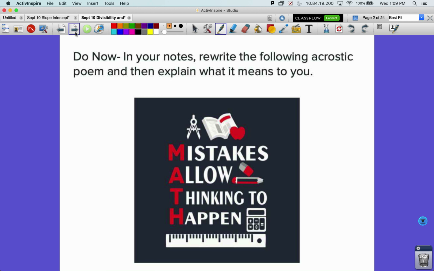All right, so you should have your notes out. What I want you to do is rewrite this poem at the top of your notes. It's an acrostic poem. And then explain what it means to you. Here, I'll read it once. The word down the side is math. And what it says is, mistakes allow thinking to happen. All right, so what does that mean to you?